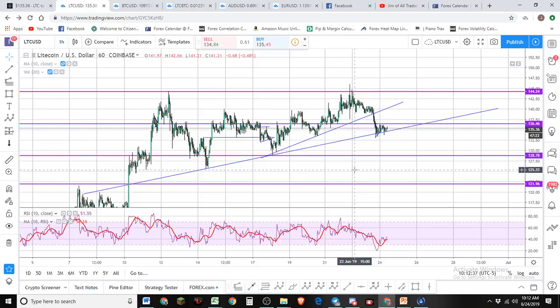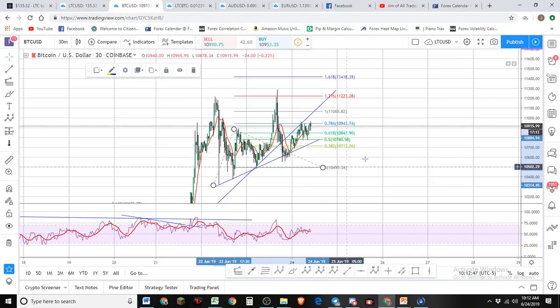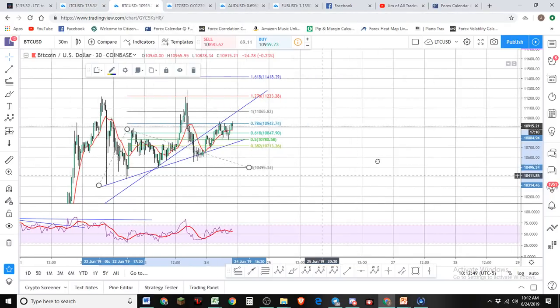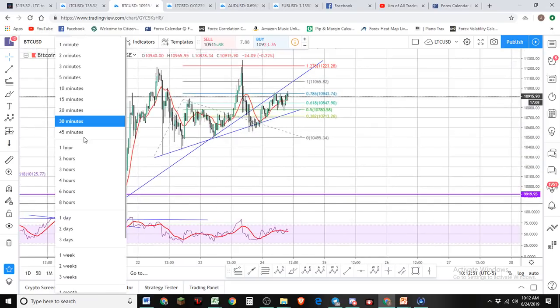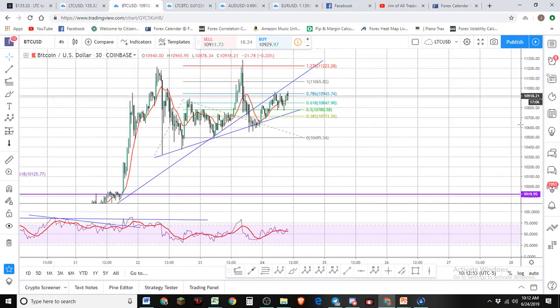Don't forget, I'm not a financial advisor, just a chart analyst here, helping you understand how to trade and how to read the charts and see what we might be looking at in Bitcoin and Litecoin. Let's start out with Bitcoin here on the 30-minute chart. Actually, let me zoom out just so you can get a frame of reference here for the count.